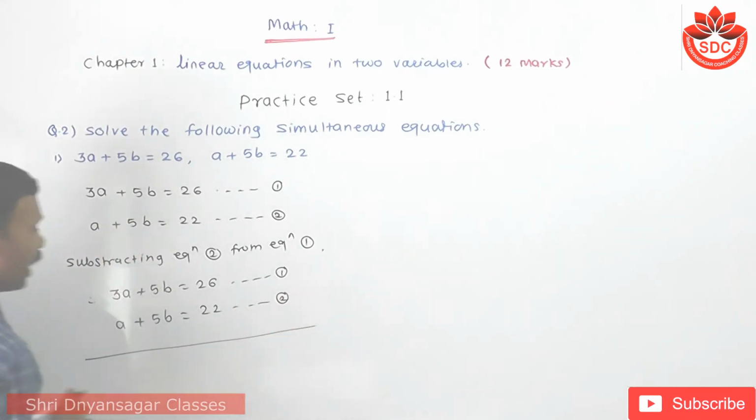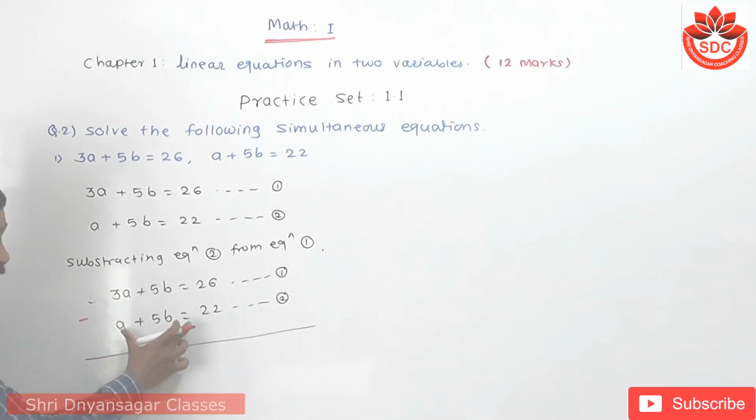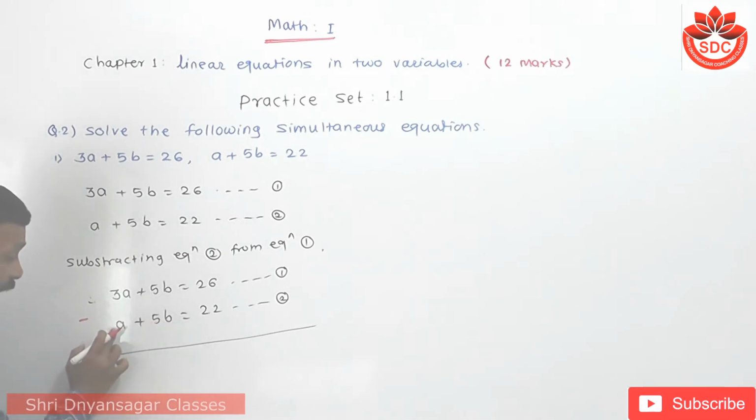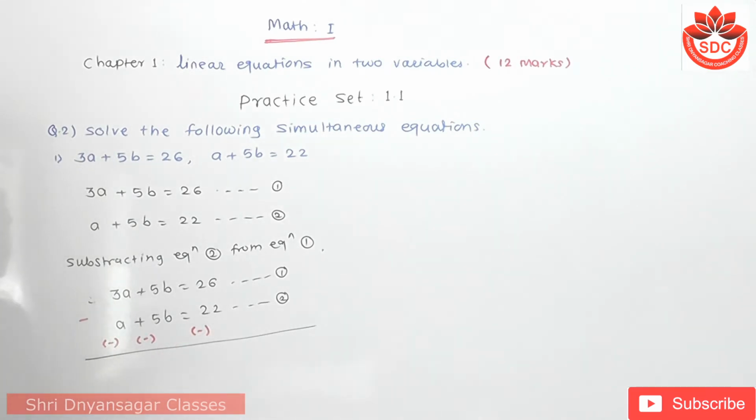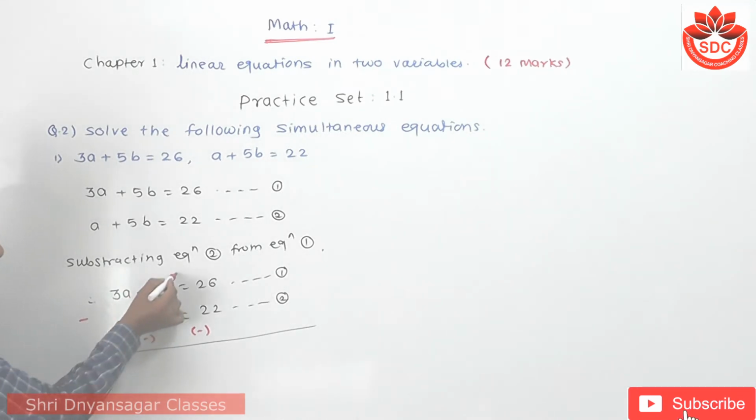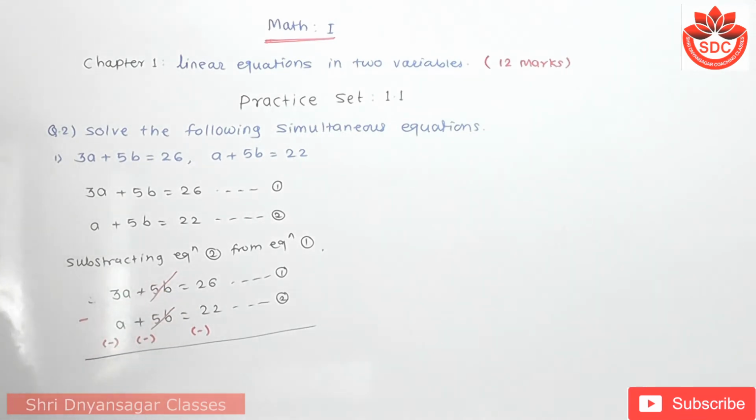Now when we subtract, mean that give the sign here minus. When we have to take the minus sign, then the signs of second equation we are changing. So this plus converts as minus, this plus is also converted as minus, and this plus 22 is also converted as minus. Then student, look carefully, plus 5b and this minus 5b get cancelled. Then what is remaining? From this 3a we have to subtract a, we get the value is twice a.